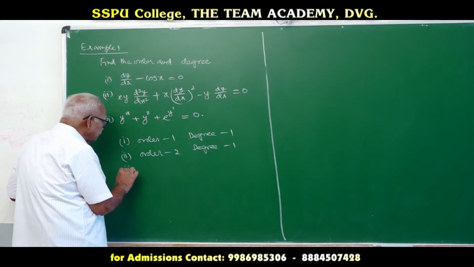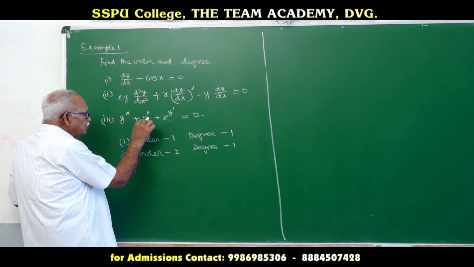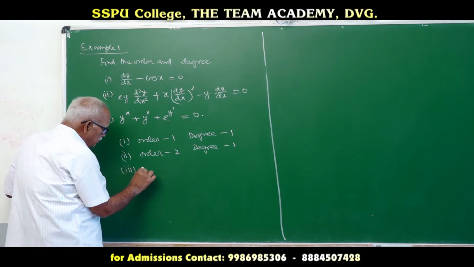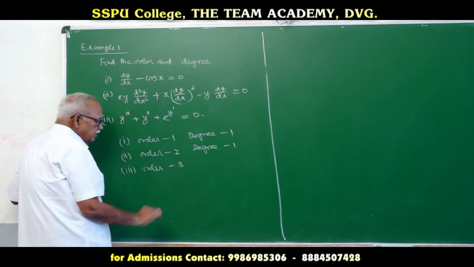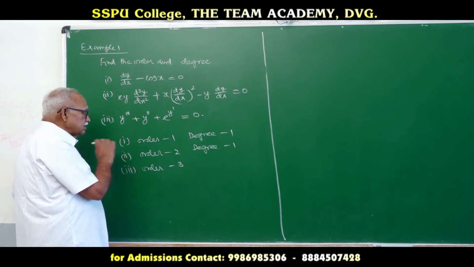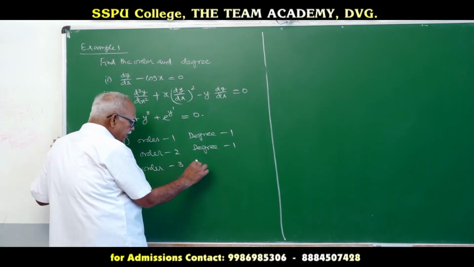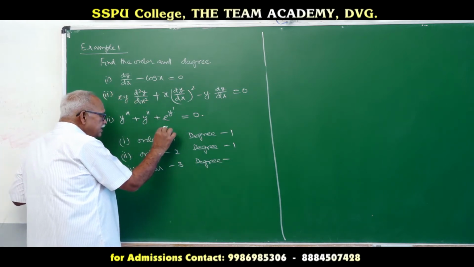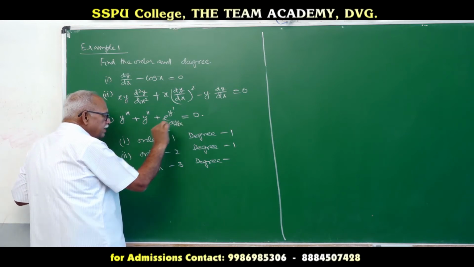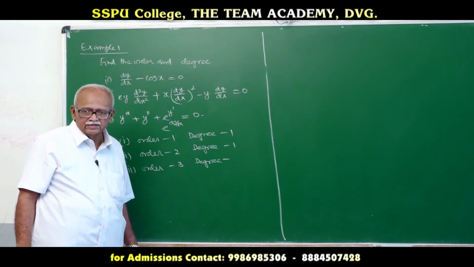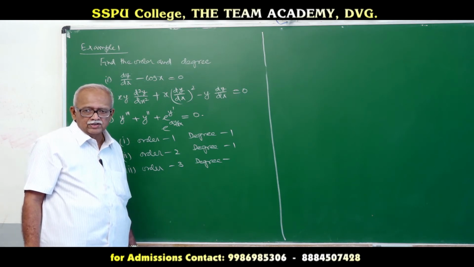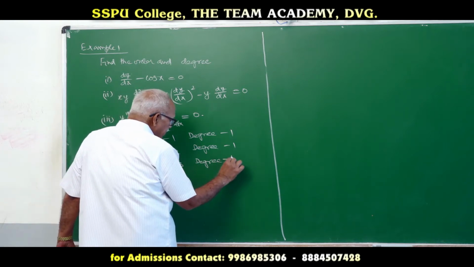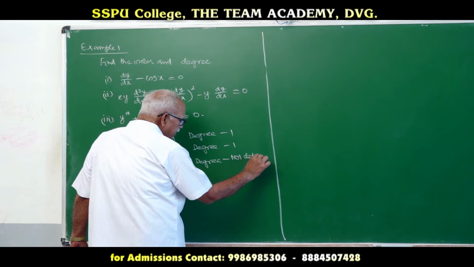Now, the third one, here we have y triple dash, y double dash and y dash. So first order is there, second order is there, third order is there. So what is the order of this differential equation? That is 3. But you can see its degree is not defined. Why is the degree not defined? It is not a polynomial. Here we have e to the power of y dash, e to the power of dy by dx, which is an exponential function. It is not a polynomial function. So the degree is not defined.